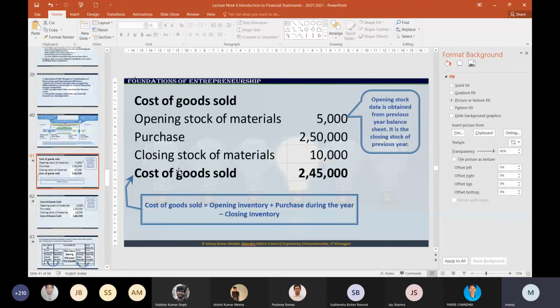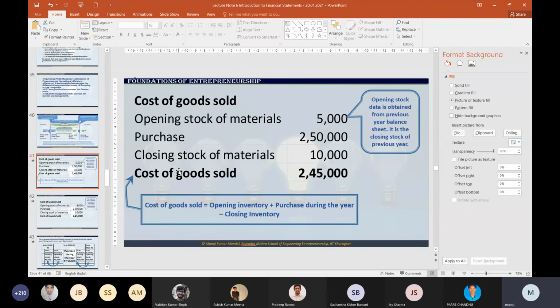Now during the year, you made some purchases worth 2,50,000 rupees. And at the end, suppose on 31st of March 2021, you take stock again before going to bed, you find that there is still a stock of 10,000 rupees. So this was not sold. How much you sold? That is the question.